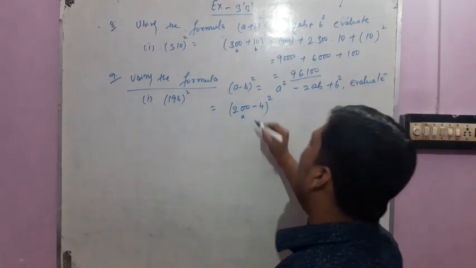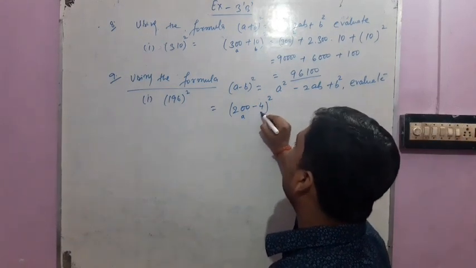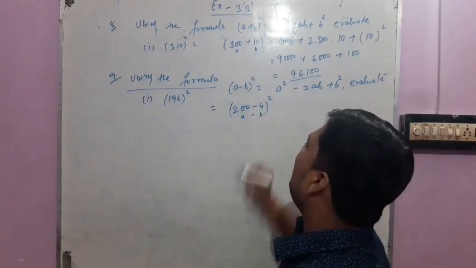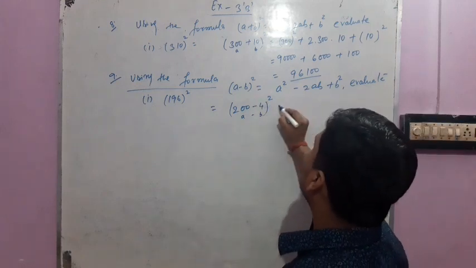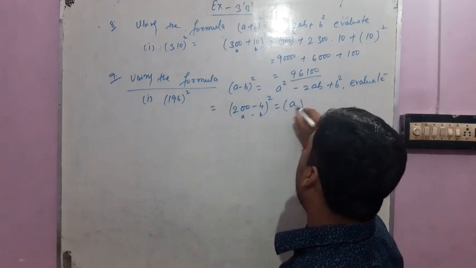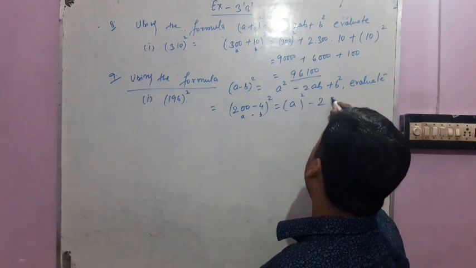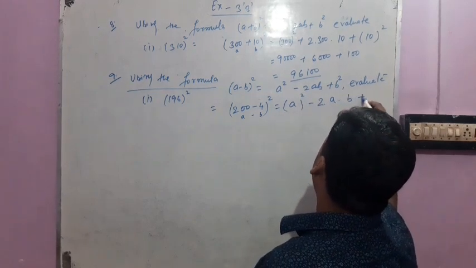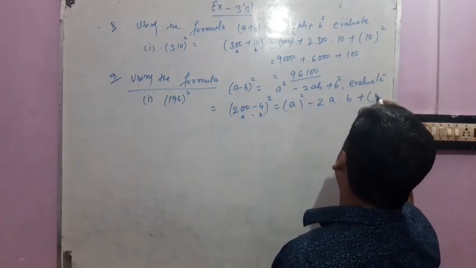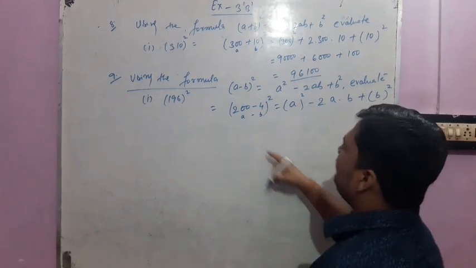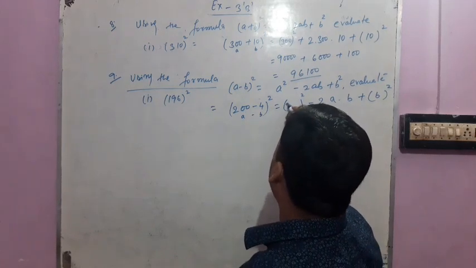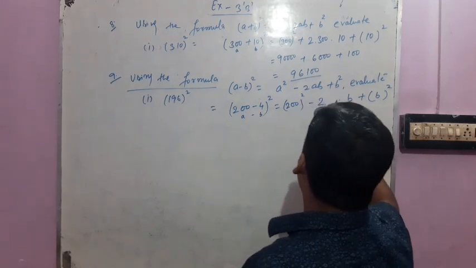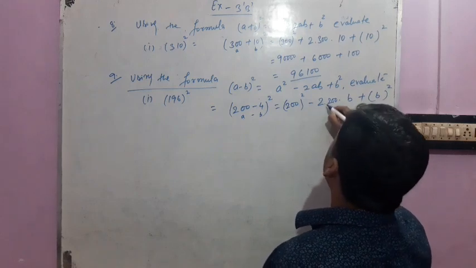Now here you student, you have to consider 200 as A and 4 as B, and we have to get the square of A minus B. So what is the square of A minus B? It will be A square minus 2 into A into B plus B square. So student, what we have considered here? A is 200. So on the place of A, what we have to write? 200 here also and 200 here also.